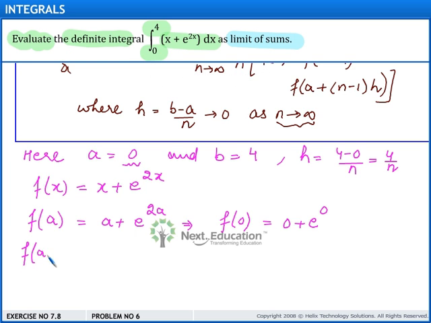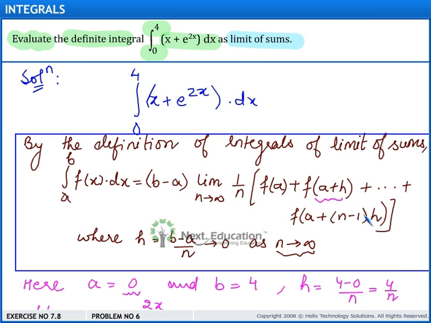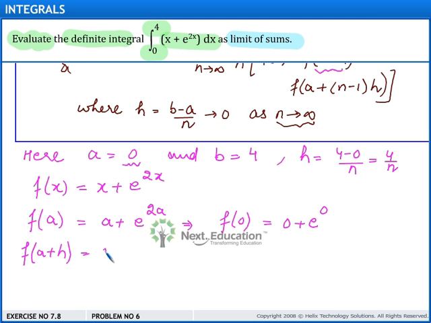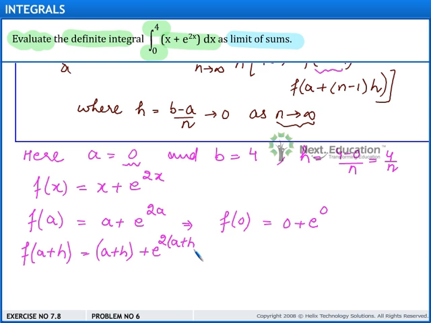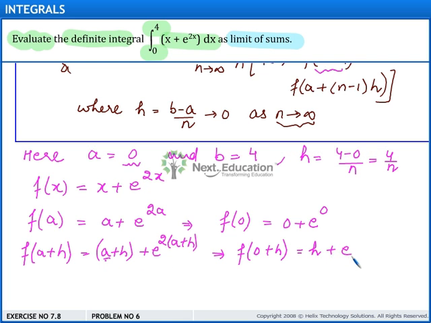Next we have f(a plus h). So this is given by (a plus h) plus exponential raised to the power 2 times (a plus h). This implies that f(0 plus h) is equal to, here a is 0, so we have h plus exponential raised to the power 2h.